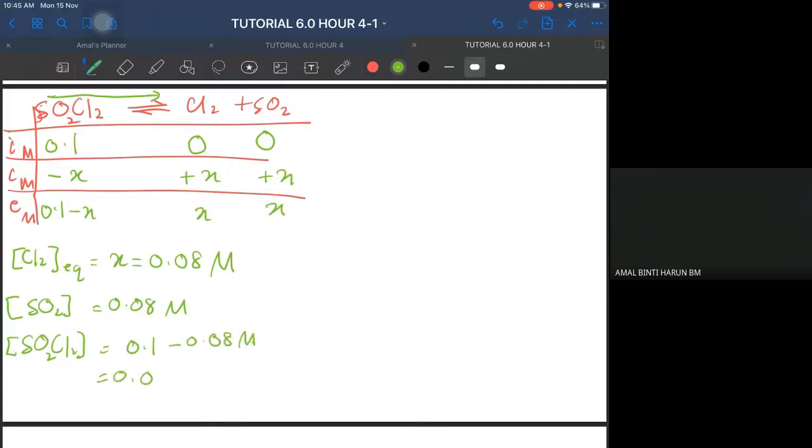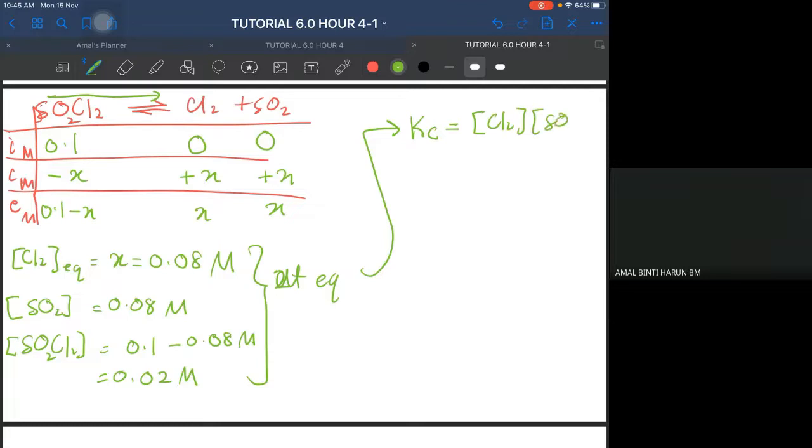This 0.02 molar. Okay, so ini adalah concentration at equilibrium. Finally, kita boleh masukkan dalam Kc expression because soalan minta Kc, which is concentration of Cl2, concentration of SO2 divided by concentration SO2Cl2. So ini 0.08 divided by 0.02. Isn't it? 0.32. That is the value of Kc. Okay.